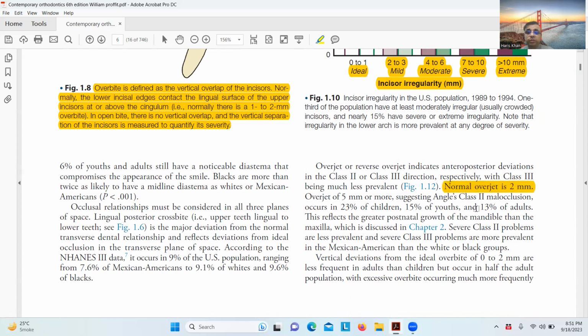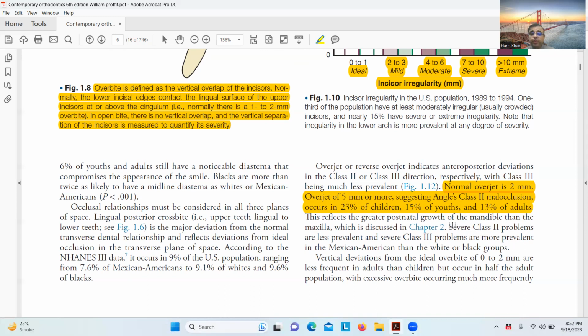Overjet of 5 millimeter or more suggests class 2 malocclusion, which occurs in 23% of the children. So for the sake of incidence and communication stations, you can keep it with you, right? They reflect greater postnatal growth of the mandible than the maxilla. Severe class 2 problems are less prevalent than class 3 problems.